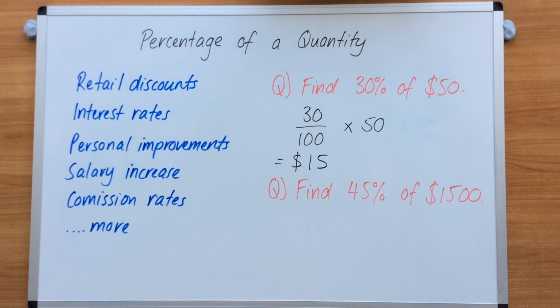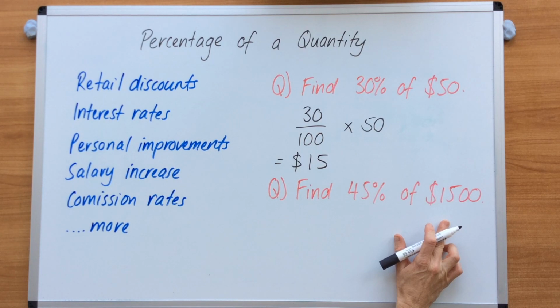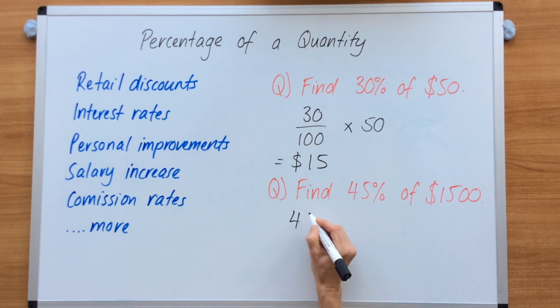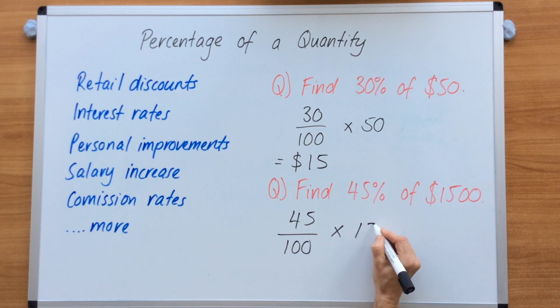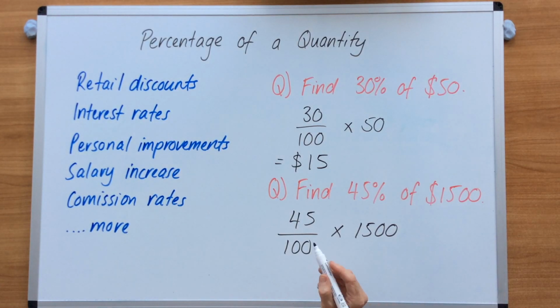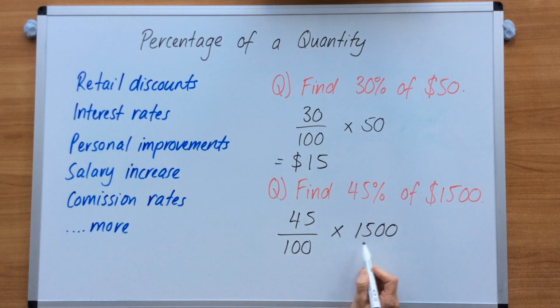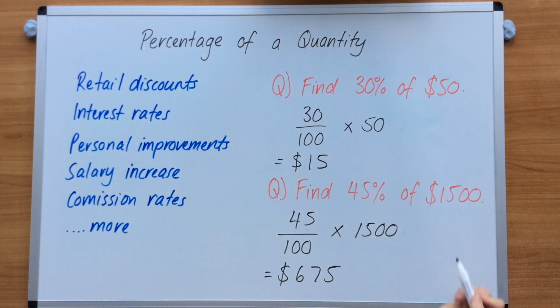Okay? And again, we've got another question down here. Find 45% of $1,500. So we know that 45% goes over 100%, it's a given, and we multiply it by the amount of money you've been given to work with, okay? And you get your calculator and you go 45, ABC fraction button, 100 times 1,500, and the answer you're going to get is 675. So this number here is 45% of this number here.